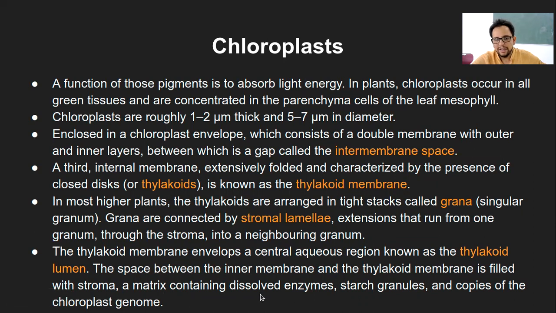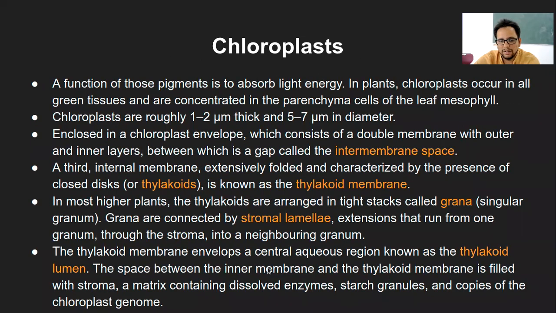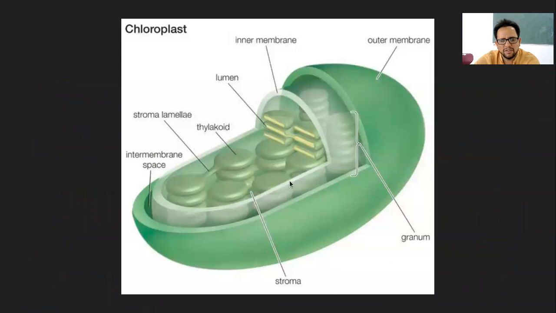which is a matrix containing dissolved enzymes, starch granules, and copies of the chloroplast genome. So there are various components present in the chloroplast, which we will see during the process of photosynthesis. So in short, if I have to revise the whole of this, there is the outer membrane, there is the inner membrane. Within the inner membrane, all of it will be stroma. Stroma is the empty space within the inner membrane. In between the inner and outer membrane, there will be the intermembrane space.